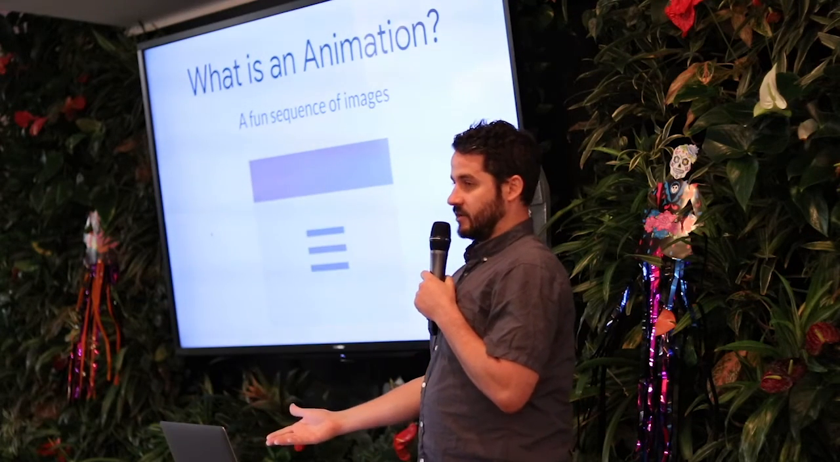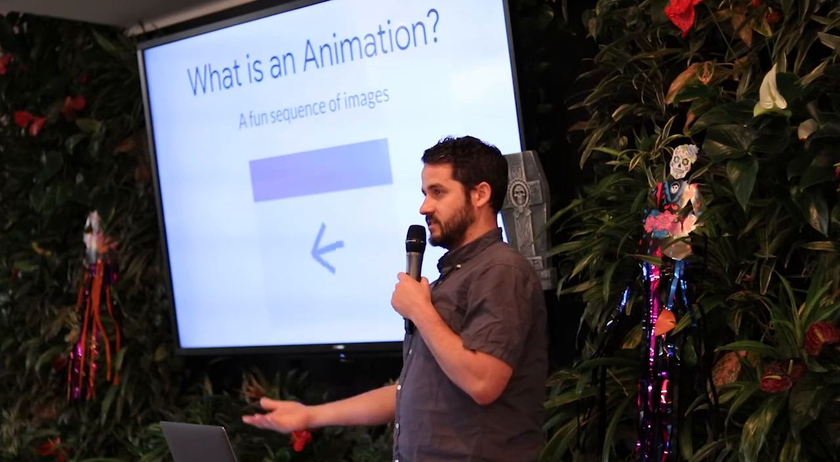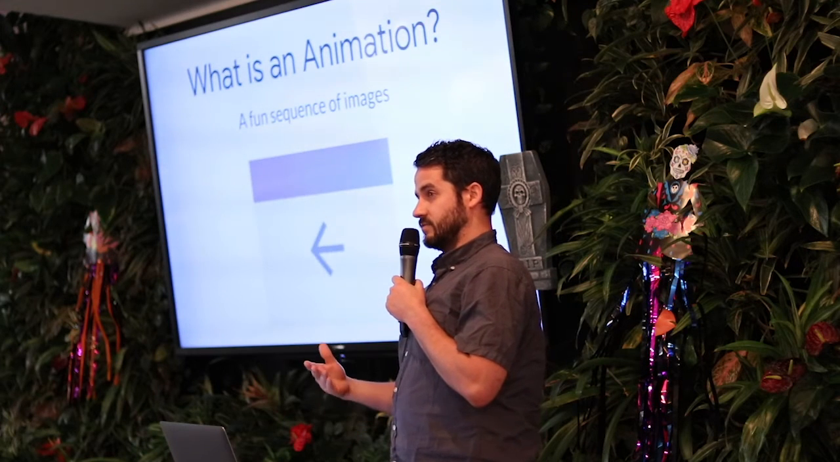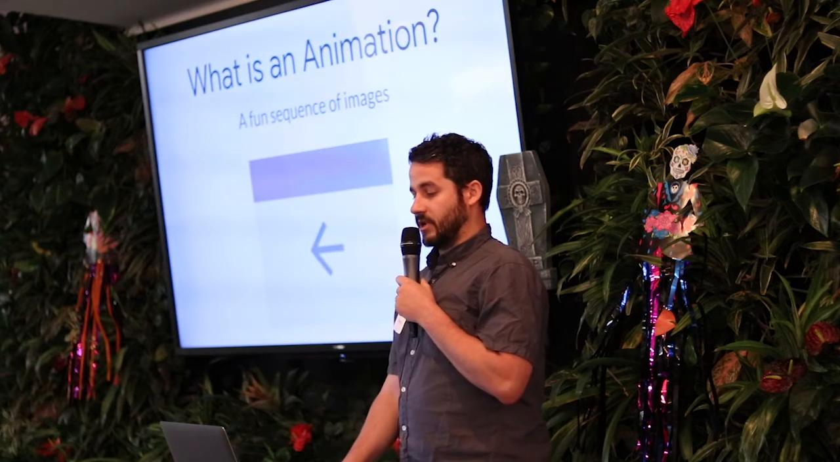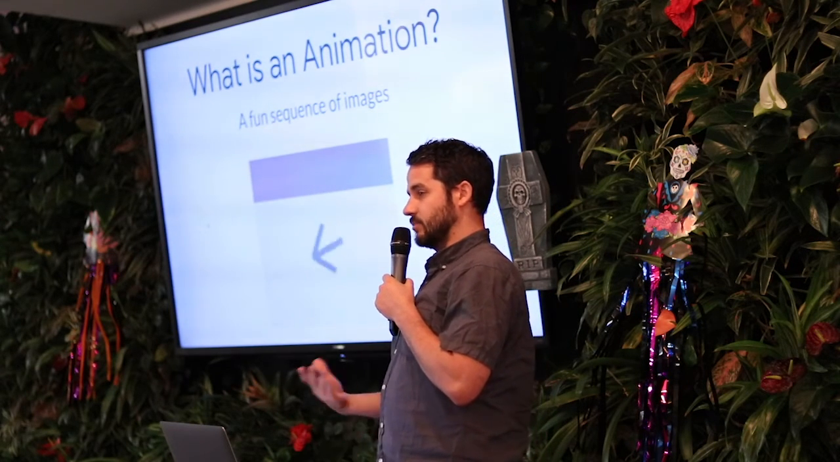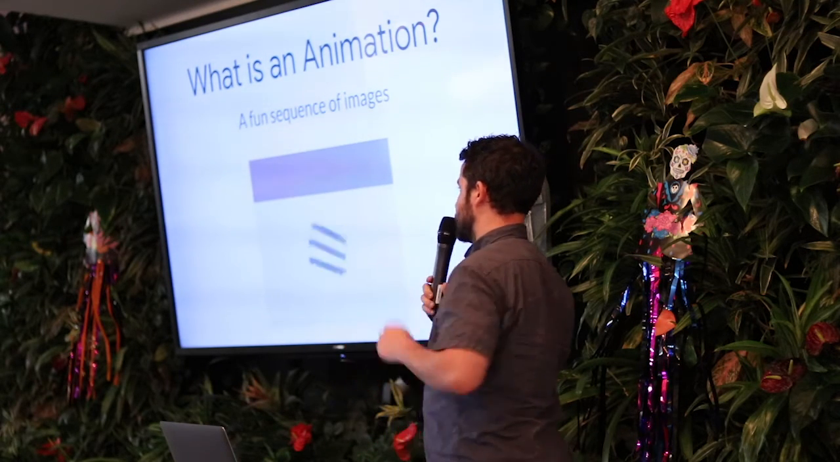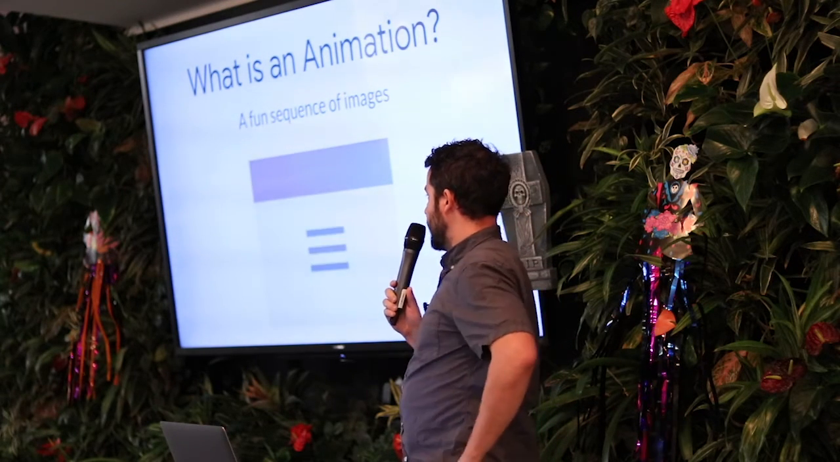The only thing I'm going to define is what is an animation. I think it's basically just a sequence of images, but it's a fun sequence of images. By that I mean it has a purpose to add an aesthetic value to the app that you're animating in, or also it can have some purpose to show intent or highlight something important. But at the end of the day, it's really just something that adds a little bit of flavor to your app.